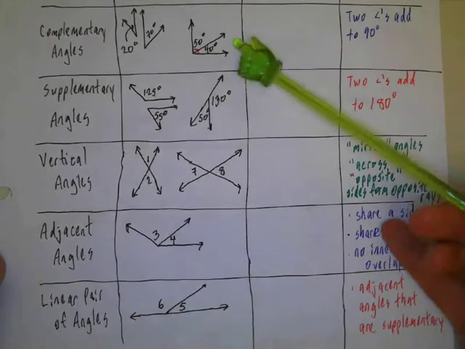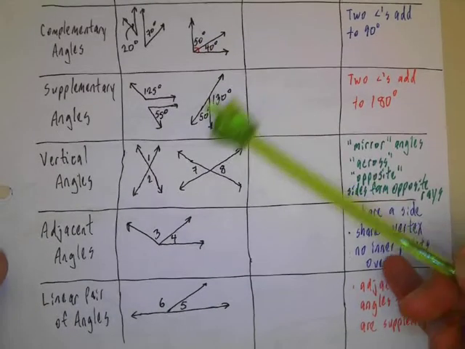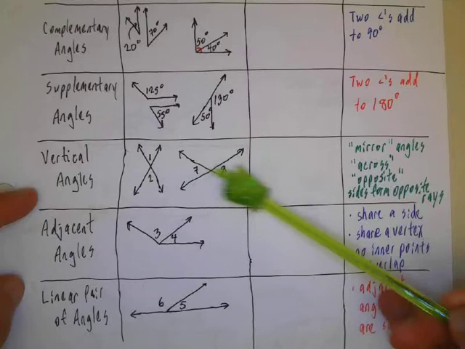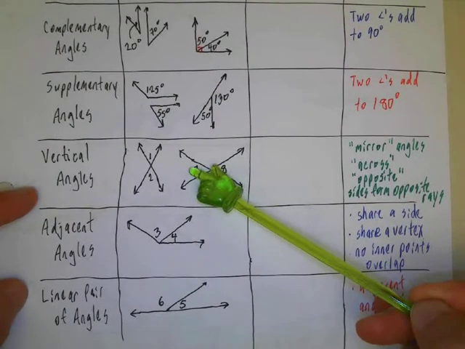Major points: complementary are 2 angles that add up to 90. Supplementary are 2 angles that add up to 180. Vertical angles are angles that are right across from each other. They also turn out to be the exact same measure.